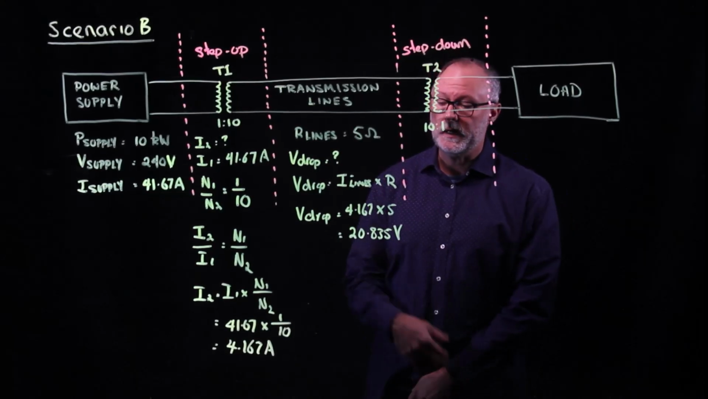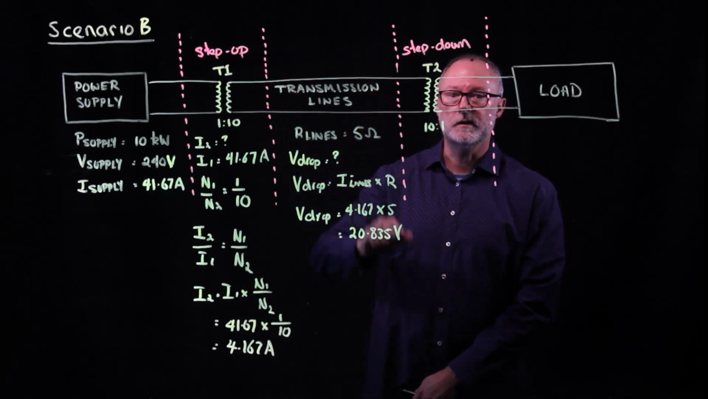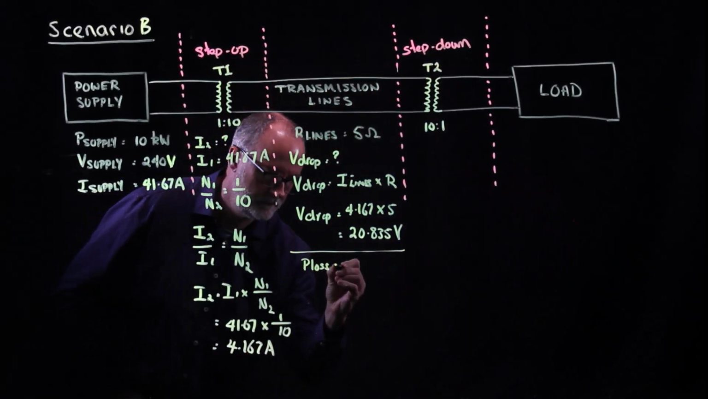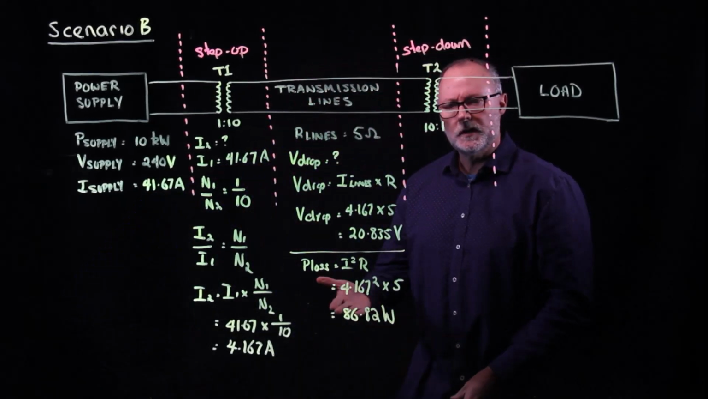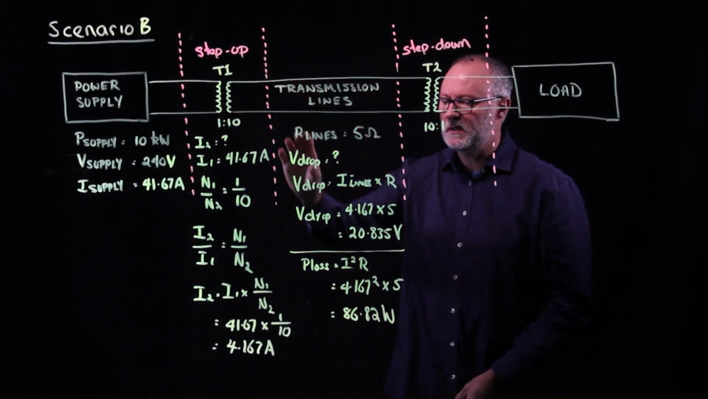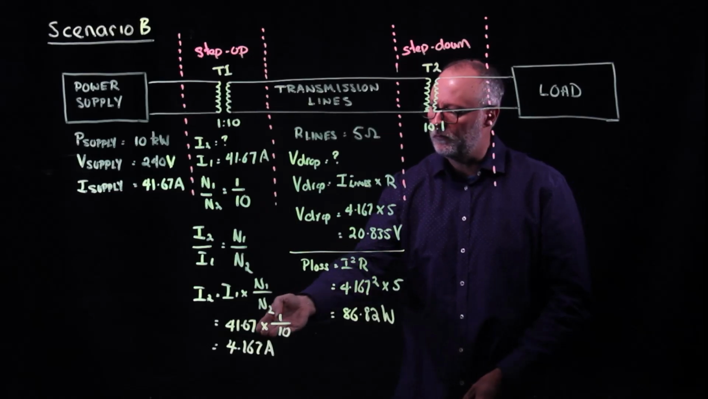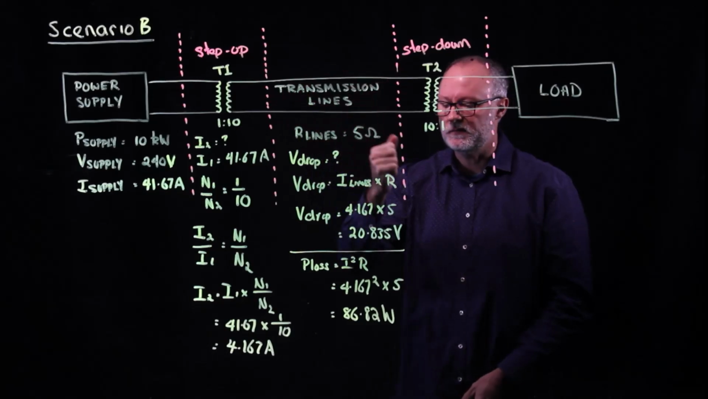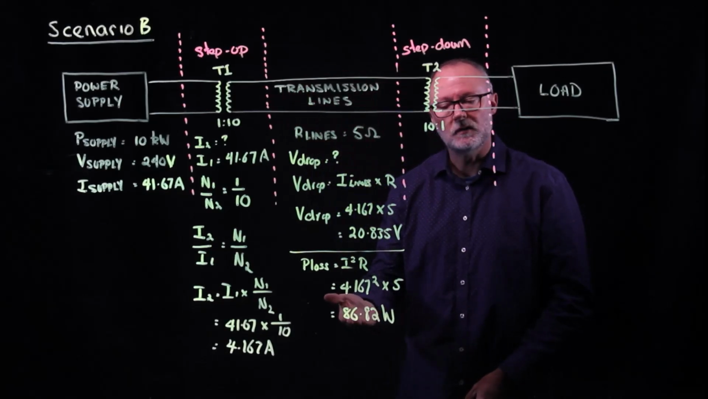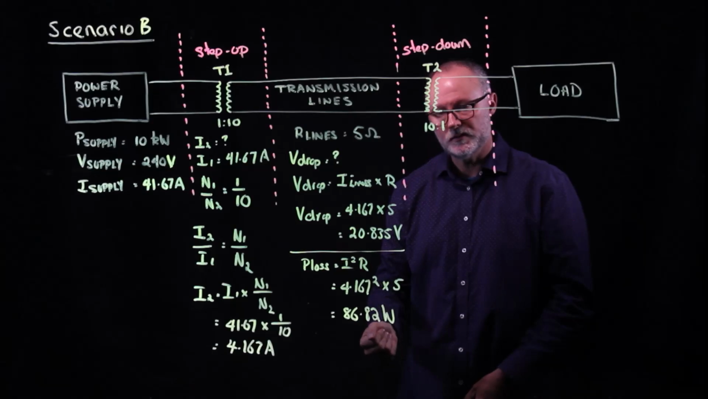Our next question is to work out the power loss in the transmission lines. So there you have it. The power loss in our transmission lines is the current that we just calculated of 4.167 amps squared multiplied by the resistance of the transmission lines of 5 ohms. That gives me a power loss now of only 86.82 watts.